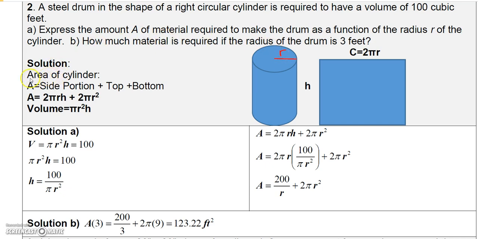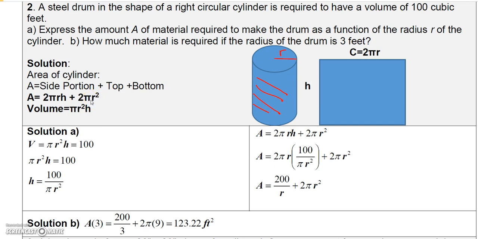Okay, so the area of this cylinder would be the area of this side portion here, plus the area of the top circle, and then plus the area of the material on the bottom circle. So let's talk about those circles first. That's easy to do. You know the area of a circle is pi r squared. So the area of the top circle is pi r squared. The area of the bottom circle is pi r squared. So if you add those together, you get 2 pi r squared.